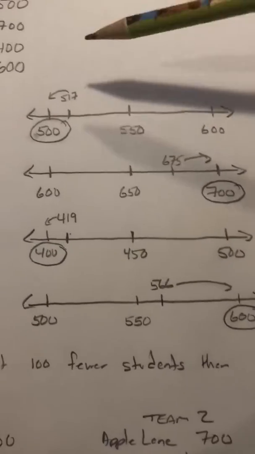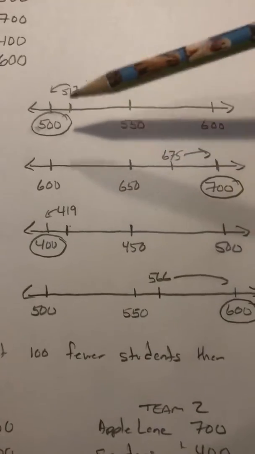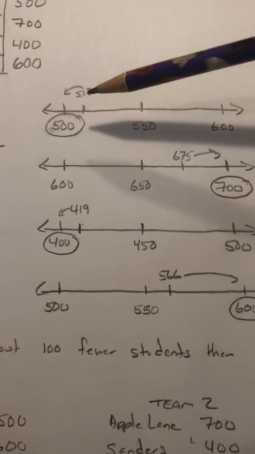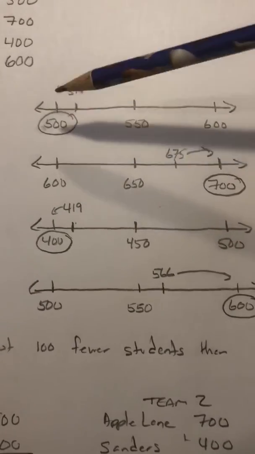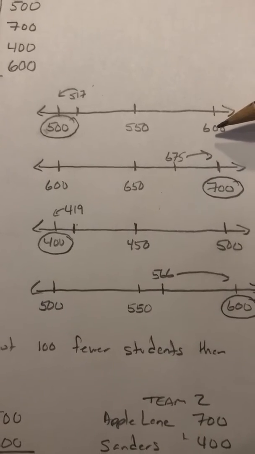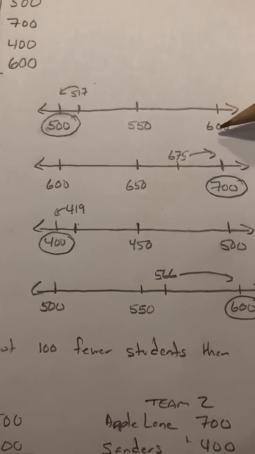Now, we can also see this using a number line. This is another way that we teach rounding. If I have a number line, we had 517 students at our first school. Basically my options are it's either going to be 500 or 600, because again, I'm rounding to the nearest hundreds place.